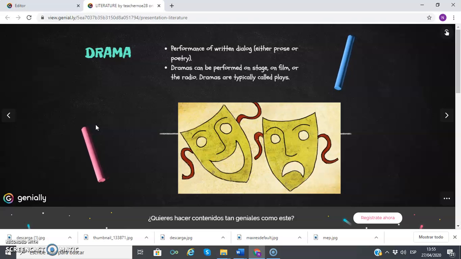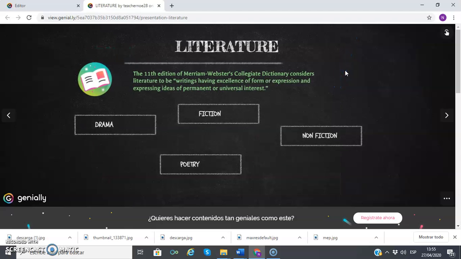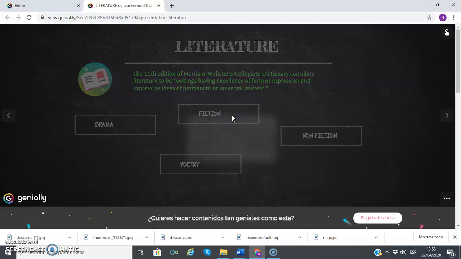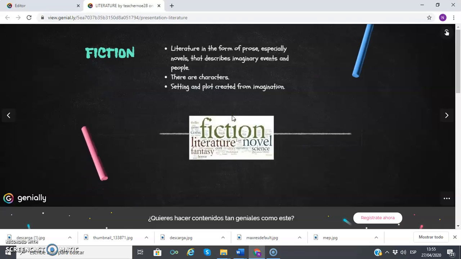For example, I can say that I will go to the theater to see a play, and this is an excellent example about a drama performance. Okay, we have other literature genre that is fiction. Sometimes we can talk with our friends and say, I love science fiction, or the other person can say, oh no, I hate science fiction because it is something really unreal.